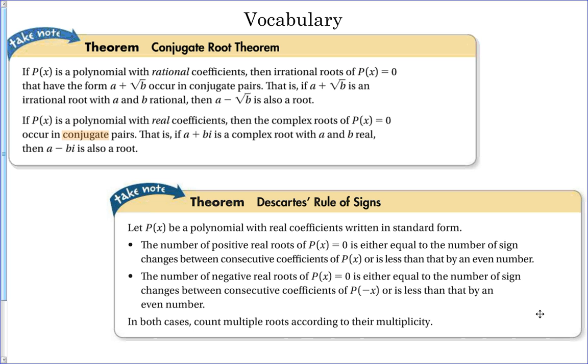Or the number of negative roots of p of x equals 0 is either equal to the number of sign changes between consecutive coefficients of p of negative x or is less than that by an even number. In both cases, count multiple roots according to the multiplicity. So those are your two vocabs, and we're going to go over those right now. If you haven't got those written down yet, pause the video, write them down.